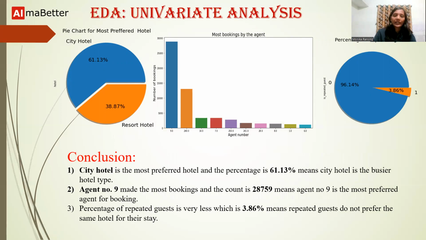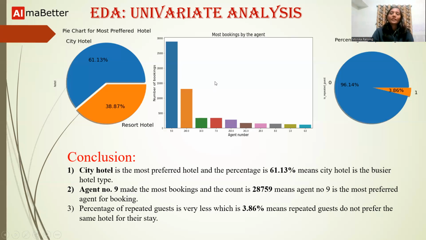First is univariate analysis. In univariate analysis, first I analyzed the most preferred hotel type, and for that I used a pie chart. From that I got the insight that city hotel is the most preferred hotel type, with a percentage of 61.13%. The resort hotel is the less preferred hotel type, with only 38.87%. Meaning city hotel is the busier hotel type.